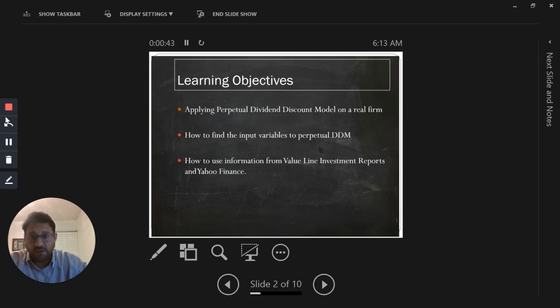So we have these learning objectives. We will apply the perpetual dividend discount model on a real firm, and I'm choosing Walmart for this purpose. And then we'll see how we can compute the variables which are used in the perpetual dividend discount model, and how we can gather this information from Yahoo Finance and the Value Line investment survey reports.